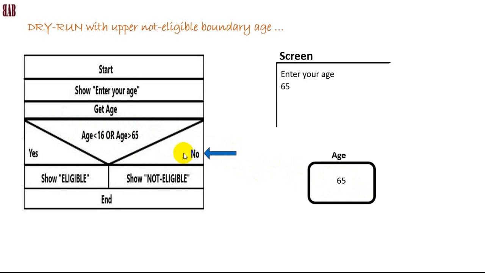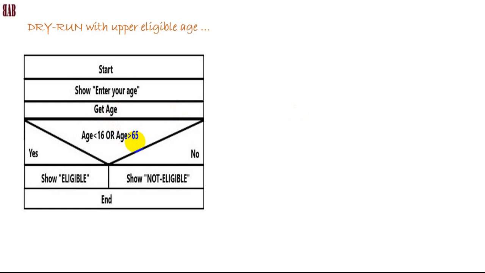So it comes through the no side and says not eligible. Fine, that's what we want, right? 65 also we don't want to say eligible. Anyone above 65 should be only eligible. So now let's try one of that as well and see. Okay, upper eligible limit.